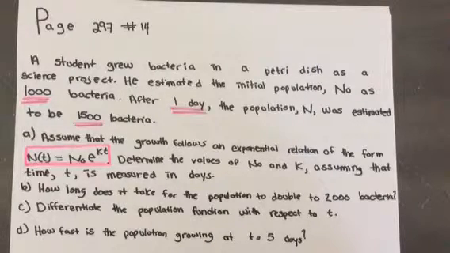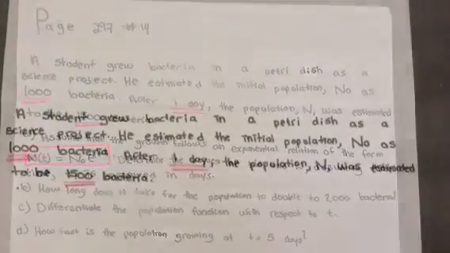B. How long does it take for the population to double to 2,000 bacteria? C. Differentiate the population function with respect to t. D. How fast is the population growing at t equals 5 days? I will now reread the question to highlight the important information.